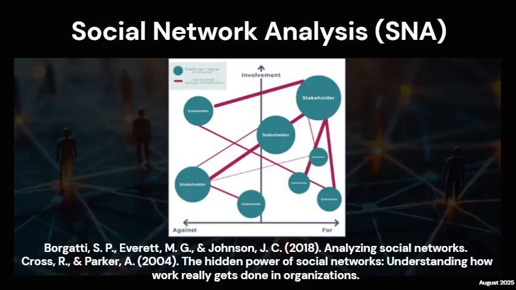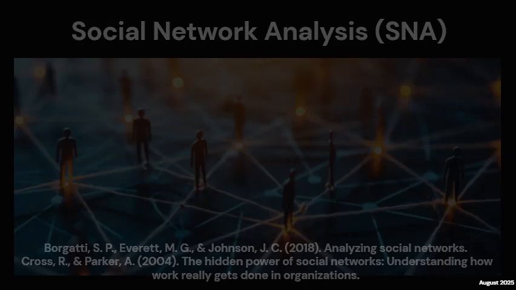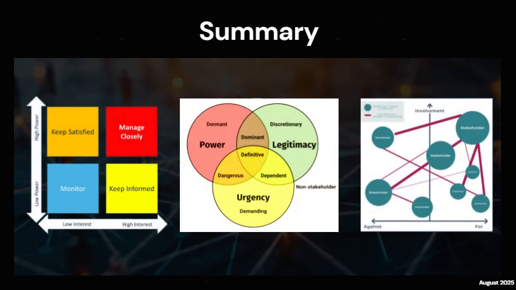We can identify the central connectors where communication bottlenecks might exist and how influence spreads, often outside the formal organizational chart. So, to summarize, we have explored three powerful ways to analyze stakeholders: prioritizing them with the Power Interest Grid, understanding their prominence with the Salience model, and mapping their influence with social network analysis.